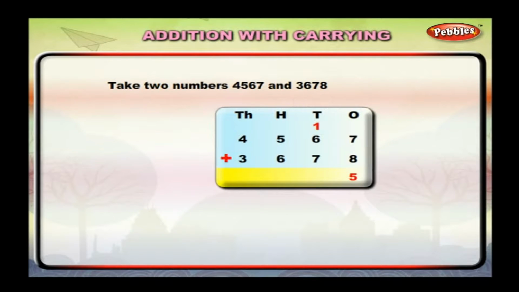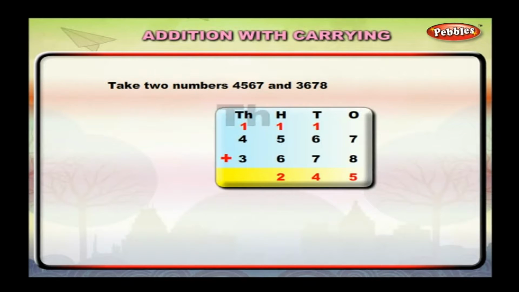Now add tens column. 6 tens plus 7 tens plus 1 ten, which was carried over from adding ones column, gives you 14. Write down 4 below the tens column and carry over 1 to the hundreds column. Now add hundreds column. 5 hundreds plus 6 hundreds plus 100, which was carried over. We get 12. Write 2 below the hundreds column and carry over 1 to the thousands column.